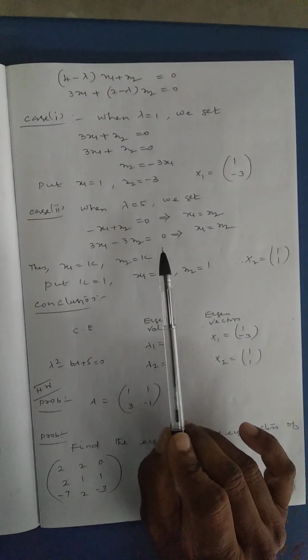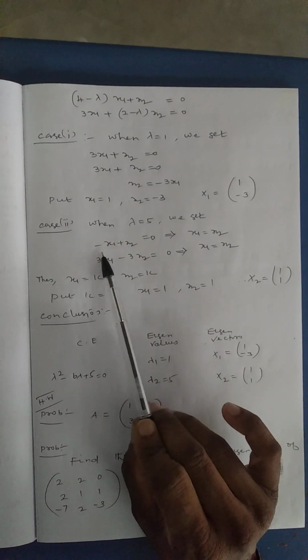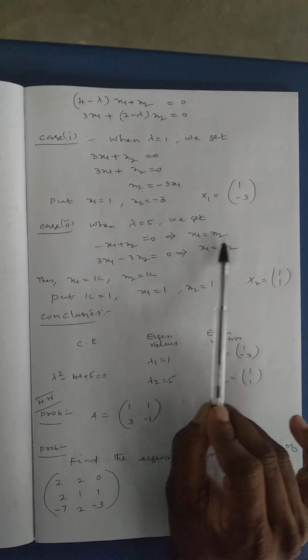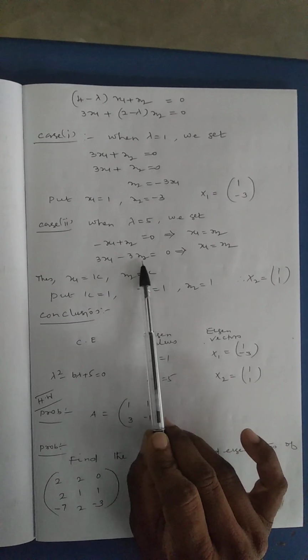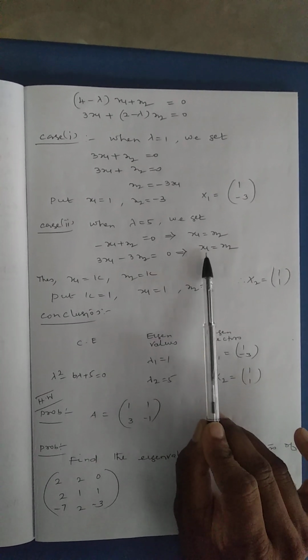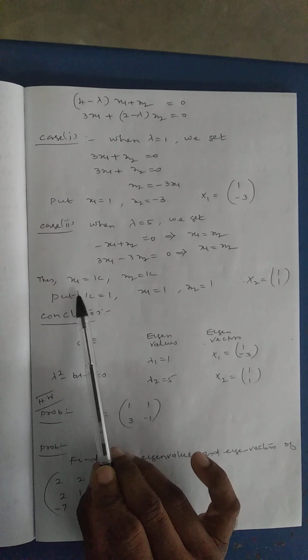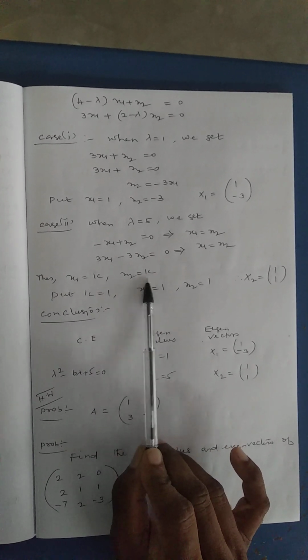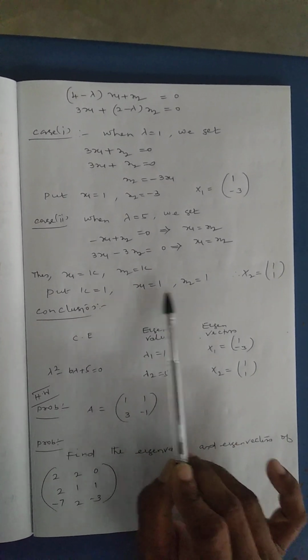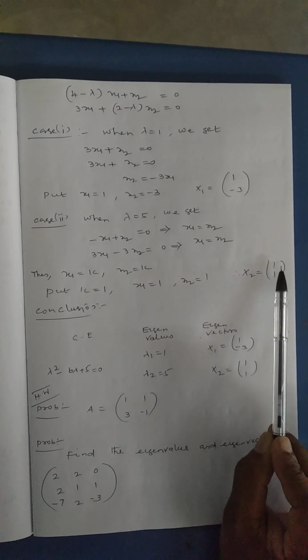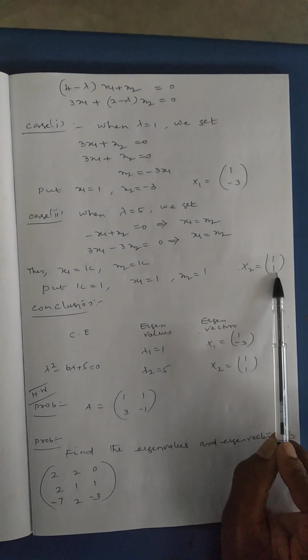Case 2: lambda equals 5. We get minus x1 plus x2 equals 0, so x1 equals x2. And 3x1 minus 3x2 equals 0, so x1 equals x2. So x1 equals k, x2 equals k. Put k equals 1, x1 value 1, x2 value 1. So X2 is the matrix 1, 1.